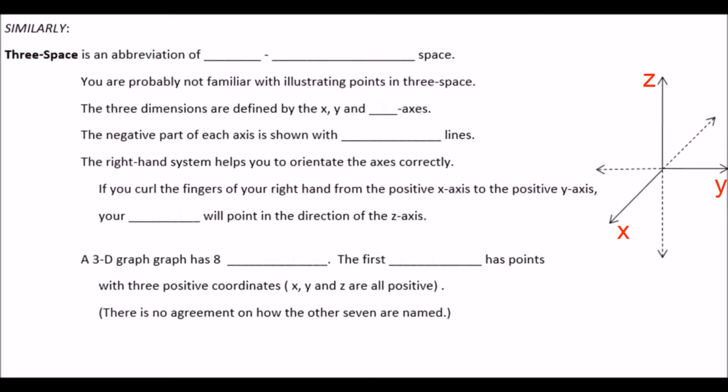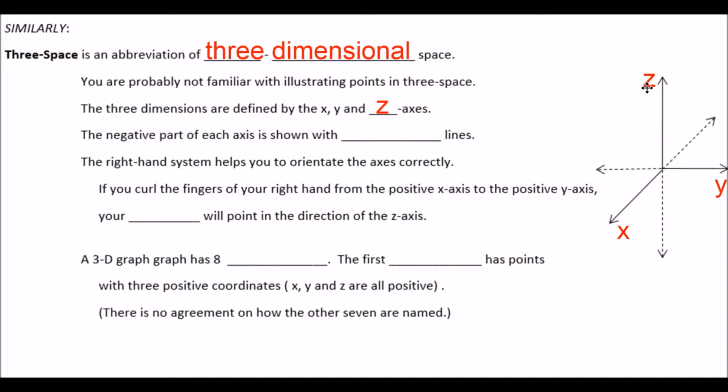Now, here we go, 3 space. 3 space is an abbreviation for three-dimensional space. You're probably not familiar with illustrating points in 3 space. The 3 dimensions are defined by x, y, and the new axis, which is z. So here x is coming towards you, y is that horizontal, and then z is going up.